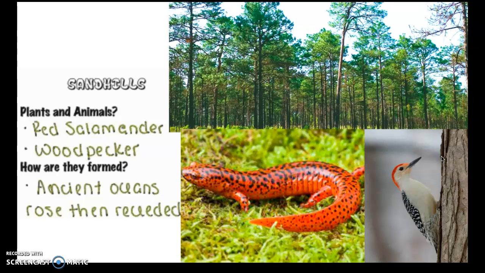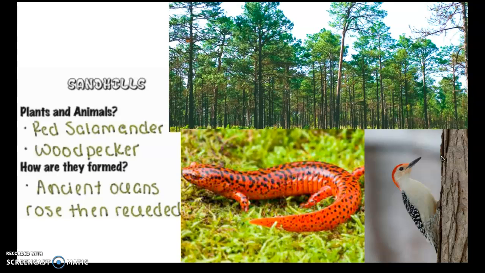Also, we find woodpeckers in this region, like the little guy on the bottom right-hand corner. The region looks a lot like our Longleaf Pine Forest, which we'll talk about in a second, but it's got a lot of pine trees, a very light understory, just like our Longleaf Pine.